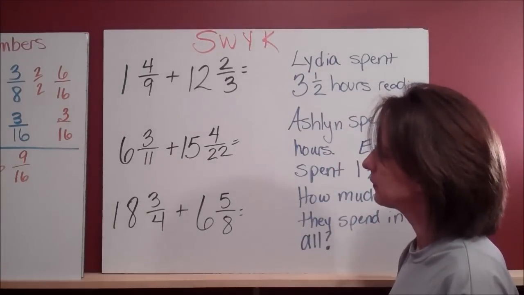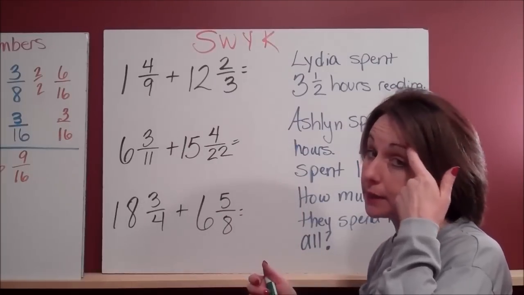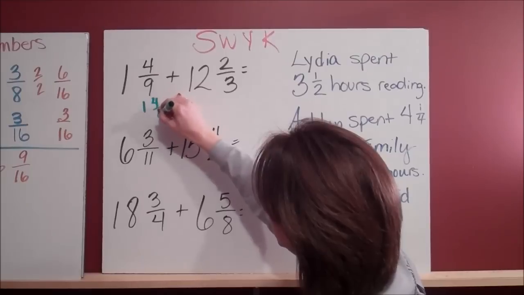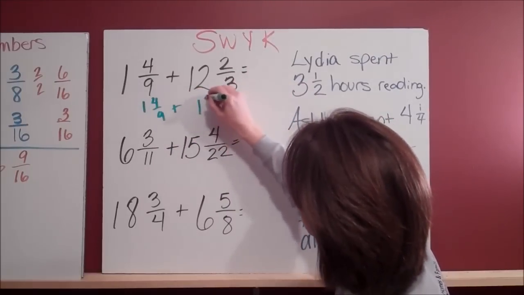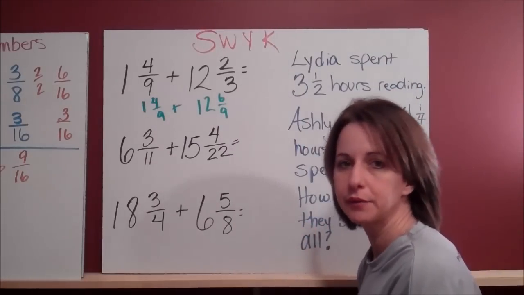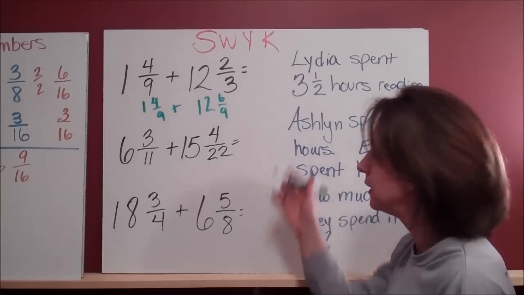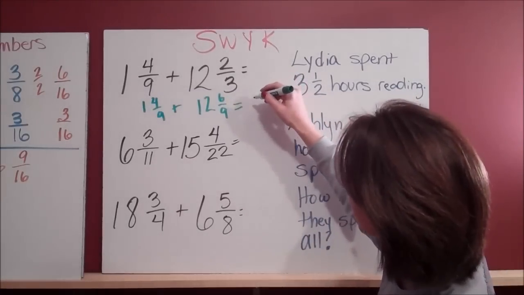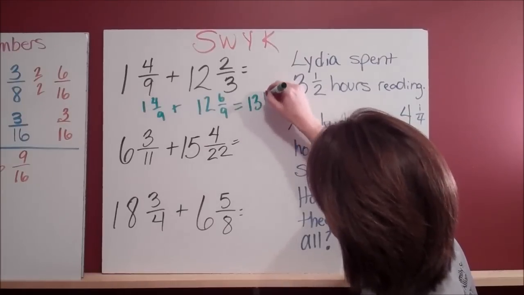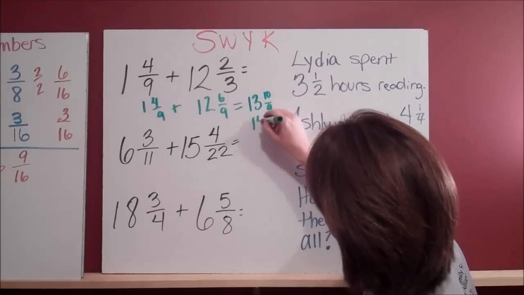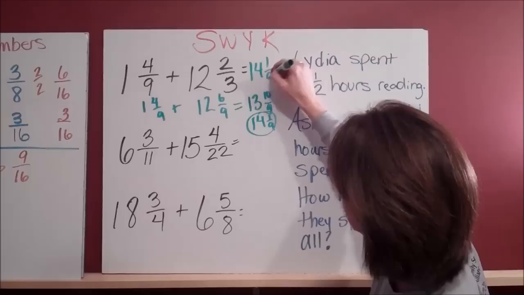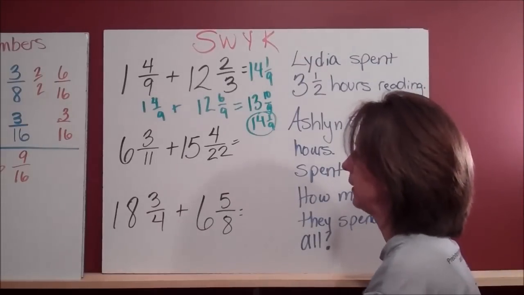Hey, it's time to show what you know. All right. This one, hopefully your common denominator that you used was 9. And your new problem was 1 4/9 plus 12 6/9. Whether you made a bond or whether you combined them and then converted them, your answer would have been 13 10/9, which is the same thing as 14 1/9. So 14 1/9 is what you needed on that one.